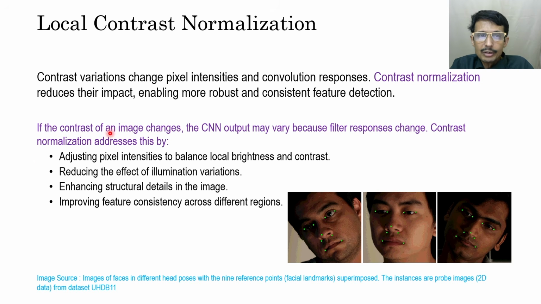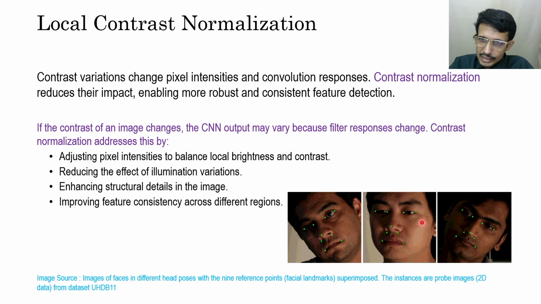So if the contrast of an image changes, CNN output may vary because filter response changes. Contrast normalization addresses this by adjusting pixel intensity to balance local brightness and contrast, reducing the effect of illumination variation, enhancing the structural details in the image, and improving the feature consistency across different regions.